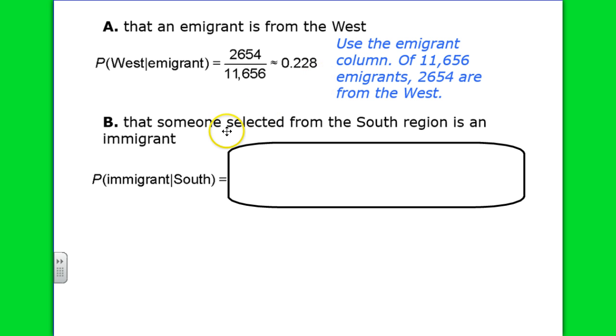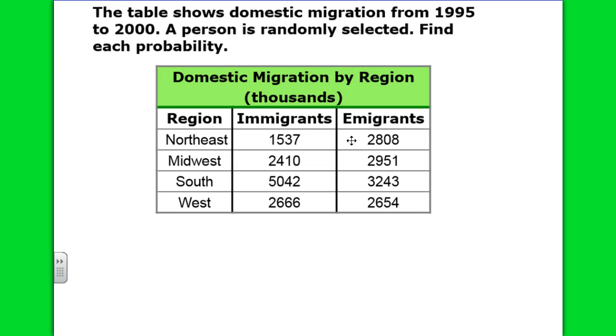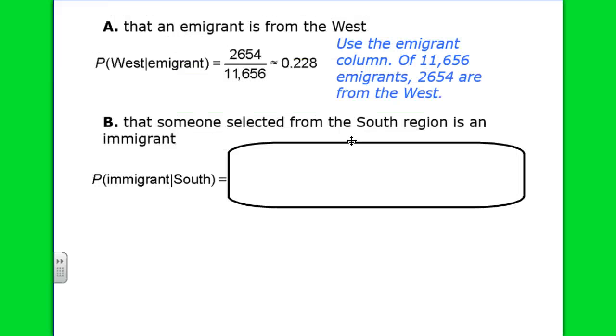Okay, let's look at what the probability is that someone selected from the South region is an immigrant. No, it's not, because it rounds up to 23. 0.228, 23. The 2 rounds up if you're going to the hundreds place.